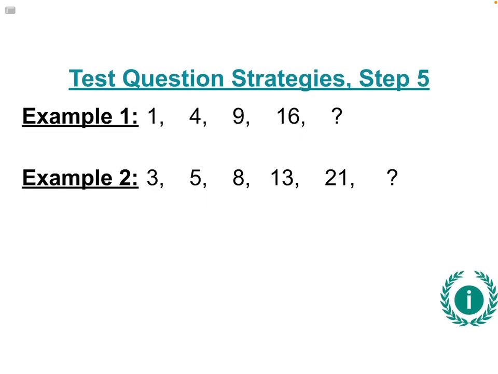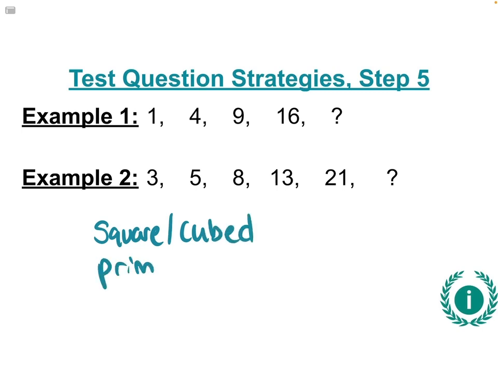If you have gone through steps 1 through 4 of our test-taking strategies and you are still stuck and unable to find the answer, then it's time to consider our most rare number sequences, or our special cases. These are numbers that follow our exponent patterns, like square numbers or cubed numbers, that follow prime number patterns, or follow the Fibonacci sequence.